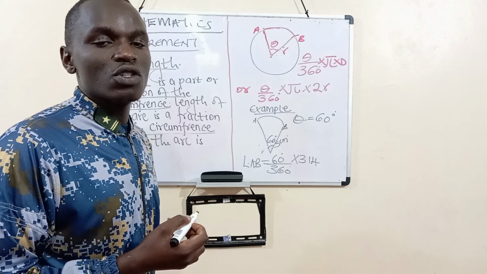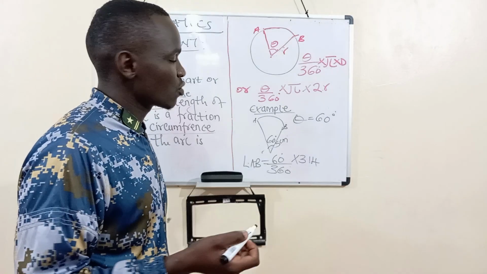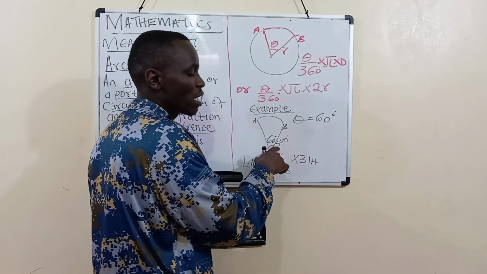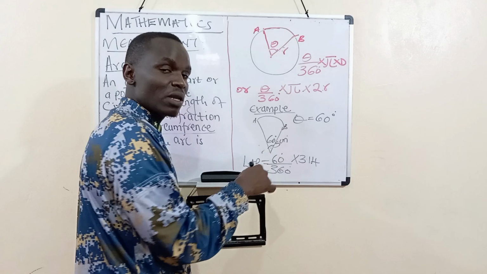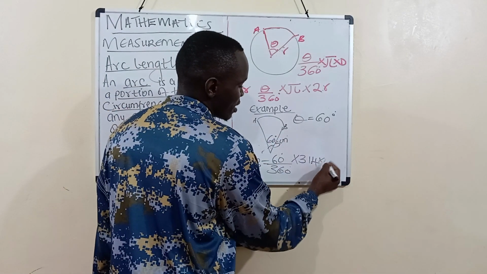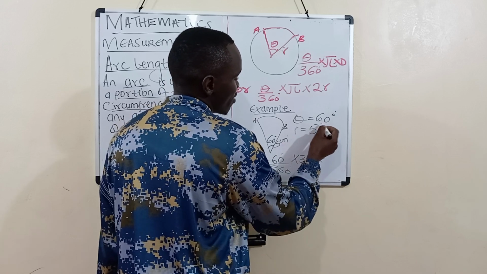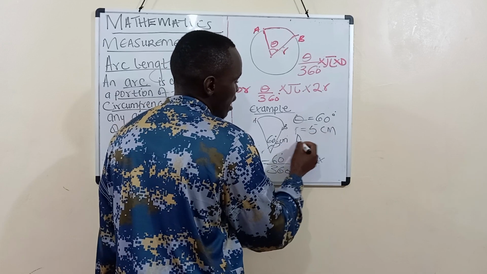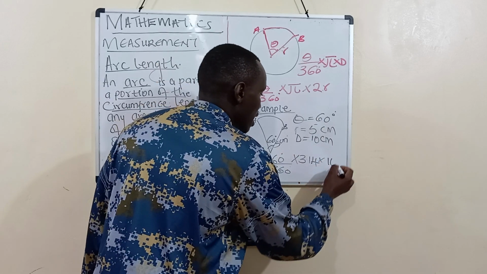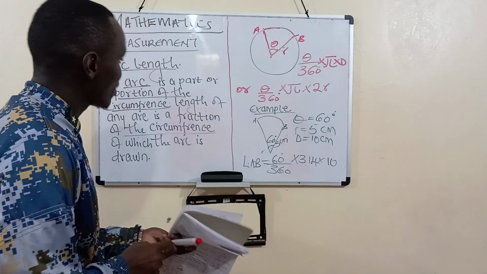I would have used 22 over 7, but it will become quite challenging. It is not direct as it would be when we use 3.14, because when we use 22 over 7, we have a denominator of 7. We multiply by the diameter. Radius is equal to 5 centimeters. Diameter is equal to 10 centimeters. So in this case, we are going to multiply by 10 because it is the diameter.